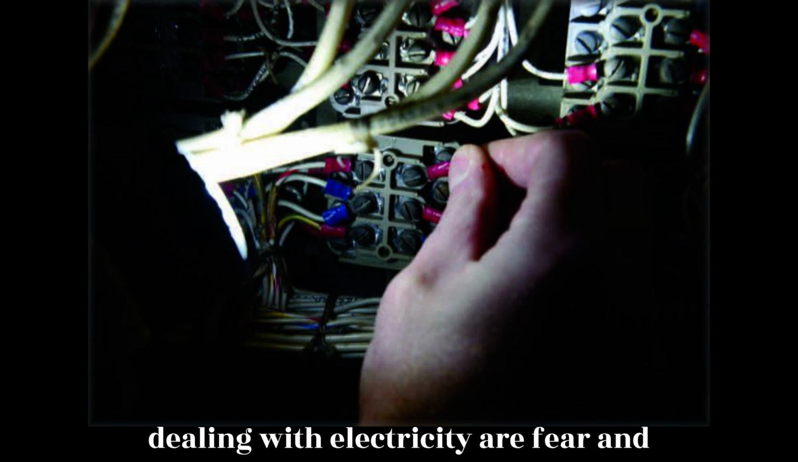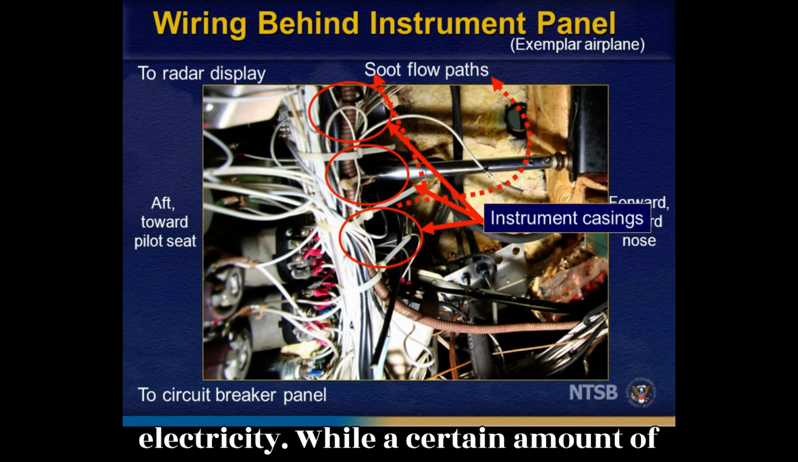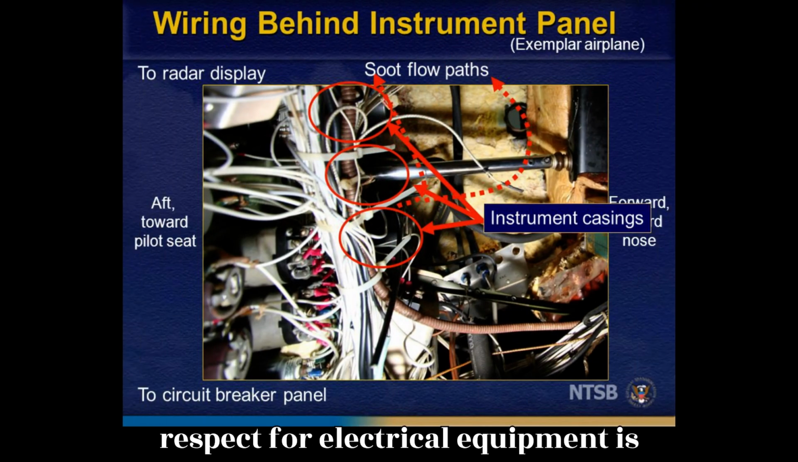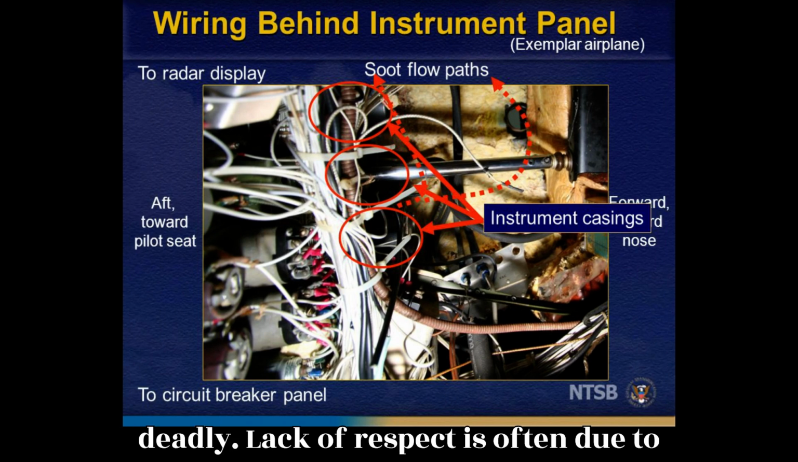Two factors that affect safety when dealing with electricity are fear and overconfidence. These two factors are major causes of accidents involving electricity. While a certain amount of respect for electrical equipment is healthy and a certain level of confidence is necessary, extremes of either can be deadly.